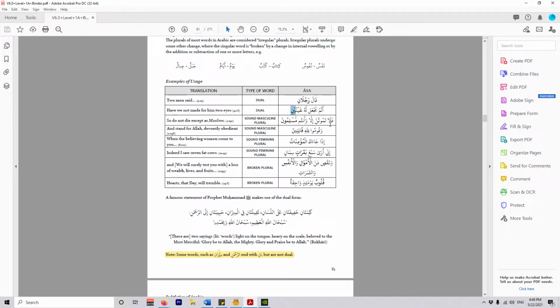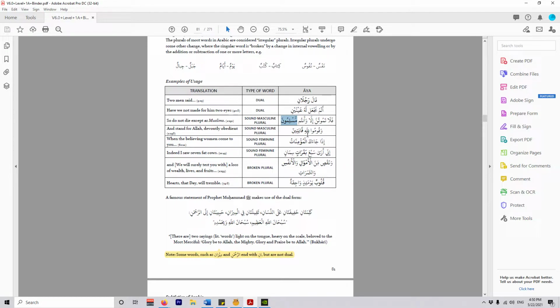And then here it says فَلَا تَمُوتُنَّ إِلَّا وَأَنْتُمْ مُسْلِمُونَ. So do not die, and this is a special way of doing it for emphasis here with this noon with the shadda. فَلَا تَمُوتُنَّ إِلَّا, except that, and this wa is to mean while, except while you are Muslims. فَلَا تَمُوتُنَّ إِلَّا وَأَنْتُمْ muslimuna. So here we have the sound masculine plural that ends in una. So do not die except as Muslims.